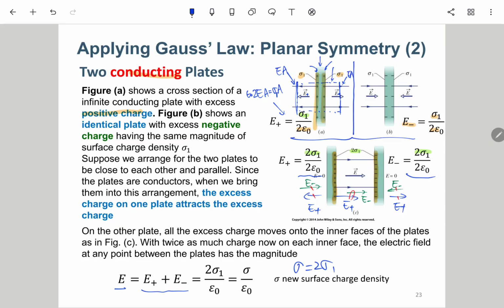Actually, I think this discussion is quite messy, but you can just focus on the conclusion here. E is a constant. It is only proportional to the surface charge density, and epsilon naught is a constant, the permittivity constant.